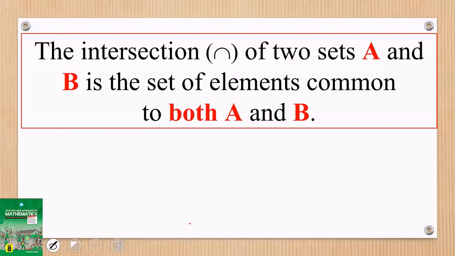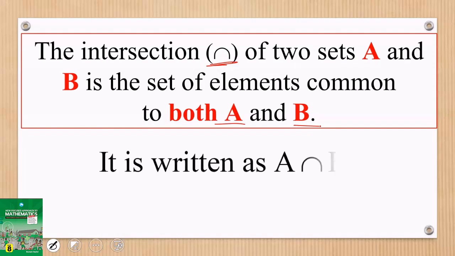The intersection of two sets, let's say set A and set B, is the set of elements common to both A and B. Take note of that. When we have two sets, those elements that are common to both of them become the intersection. It is written as A intersection B.